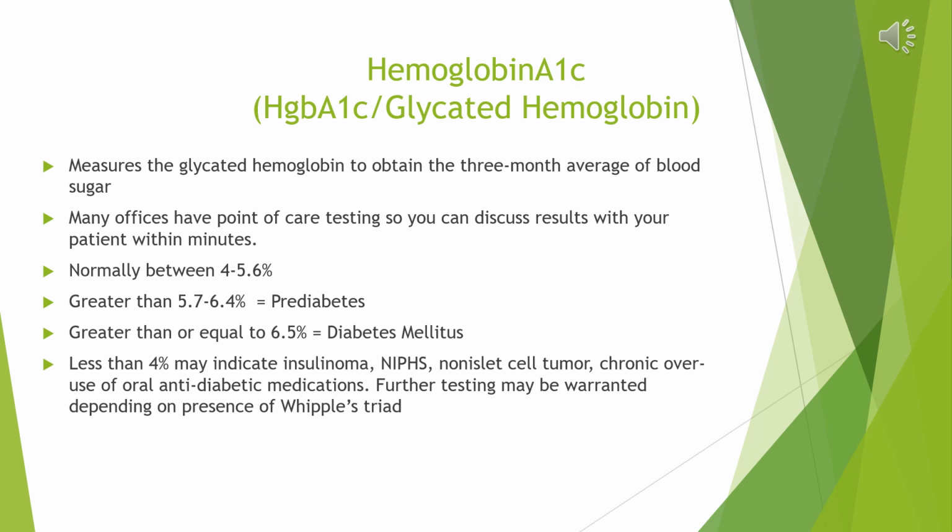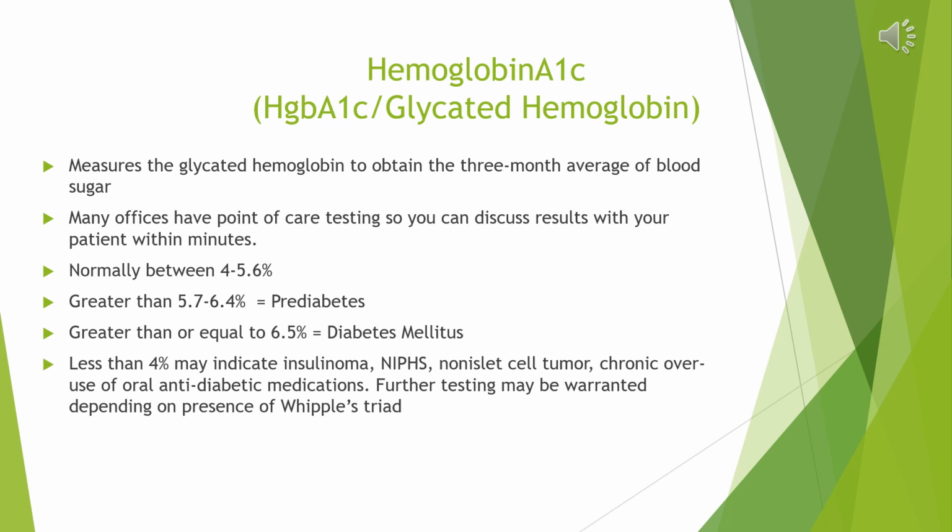So say you've got some glucose in the urine, or the patient's peeing a lot, something to indicate maybe they have diabetes. You can get that point of care hemoglobin A1C checked and discuss it with them, make plans right then and there. So the normal range for hemoglobin A1C is 4 to 5.6. 5.7 to 6.4 is considered prediabetes.